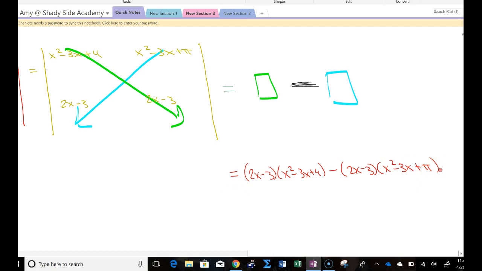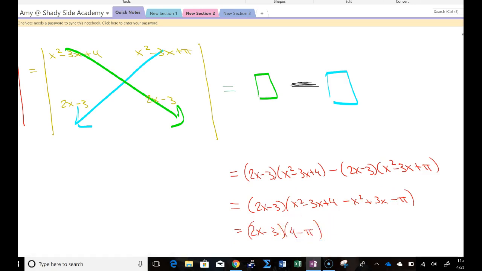When I subtract these two, I'm going to factor out a 2x minus 3. And I'm left with x squared minus 3x plus 4 minus x squared plus 3x minus pi. Algebra, watch yourself there. And we get 2x minus 3 times 4 minus pi.